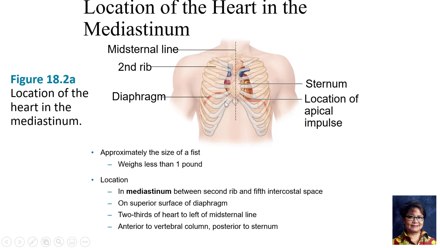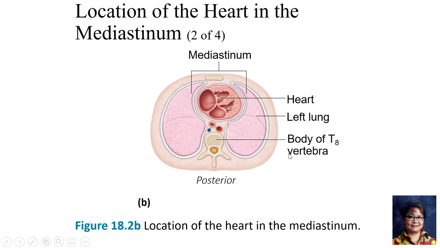It is right there in the middle of the chest, in an area which you call the mediastinum, and it is actually between the second rib and the fifth intercostal space on the superior surface of the diaphragm. Now, 2/3 of the heart is situated a little bit to the left of the midsternal line. It is located also anterior to the vertebral column and posterior to the sternum.